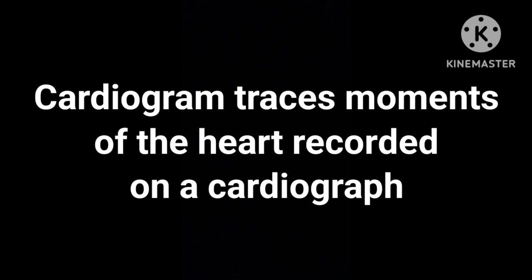Calorimeter measures quantity of heat. Carburetor is used in an internal combustion engine for charging air with petrol vapor. Cardiogram traces movements of the heart recorded on a cardiograph. Chronometer determines longitude of a place, kept on board ship.